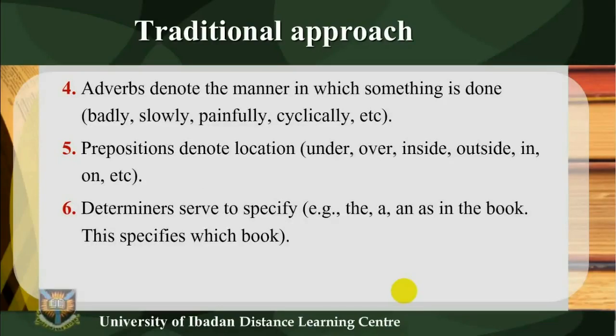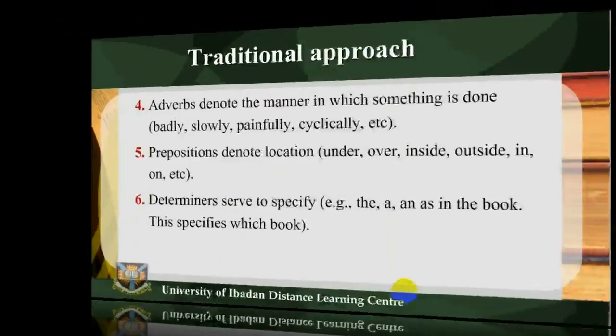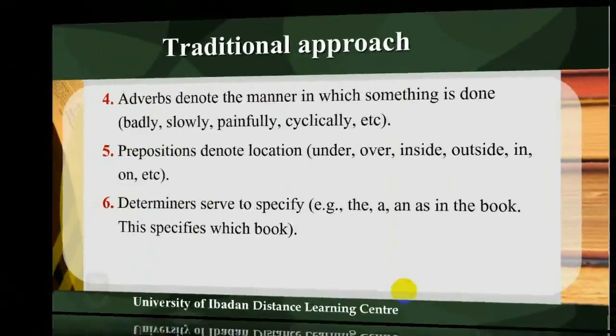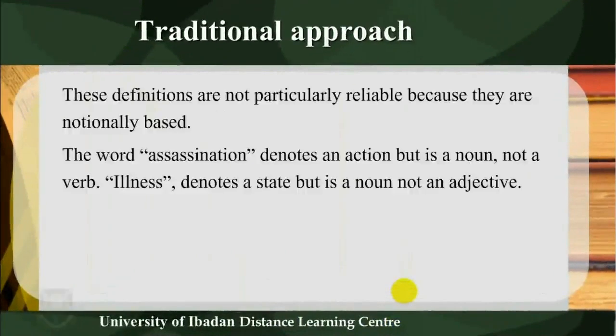5. Prepositions denote location: under, over, inside, outside, in, on, etc. 6. Determiners serve to specify. Examples: the, a, an, as in the book. This specifies which book.